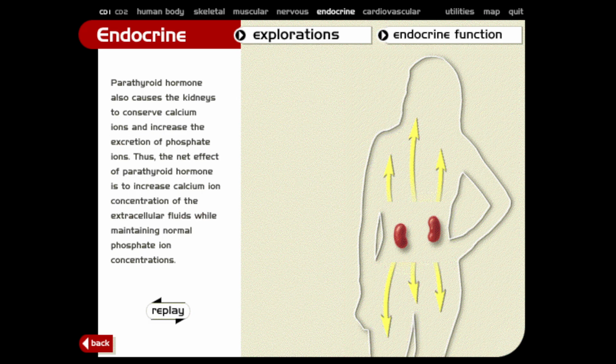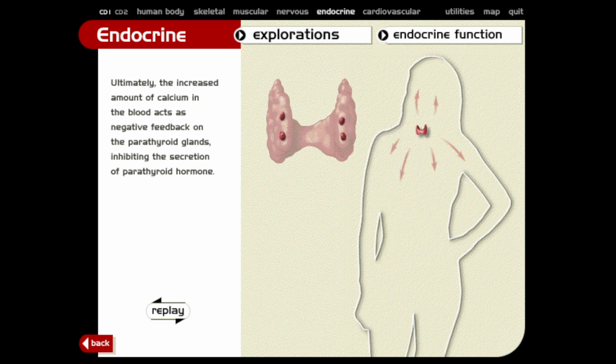Thus, the net effect of parathyroid hormone is to increase calcium ion concentration of the extracellular fluids while maintaining normal phosphate ion concentrations. Ultimately, the increased amount of calcium in the blood acts as negative feedback on the parathyroid glands, inhibiting the secretion of parathyroid hormone.